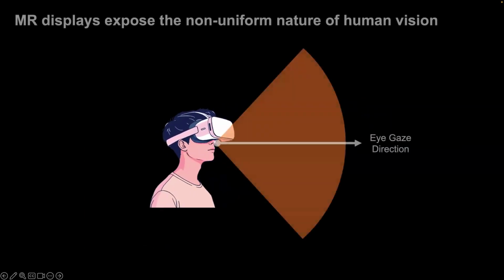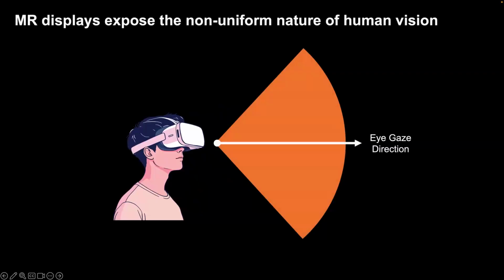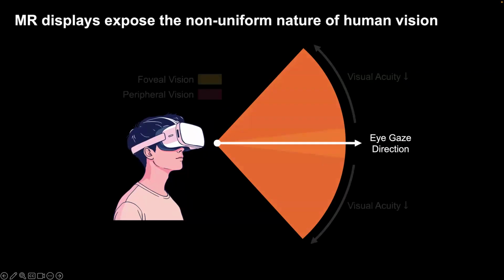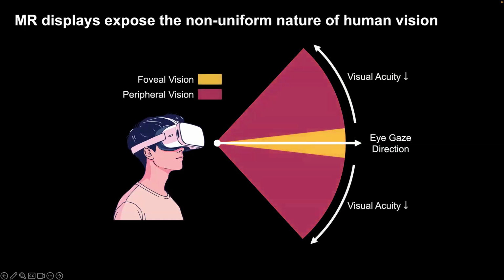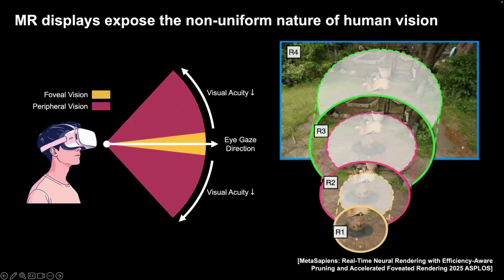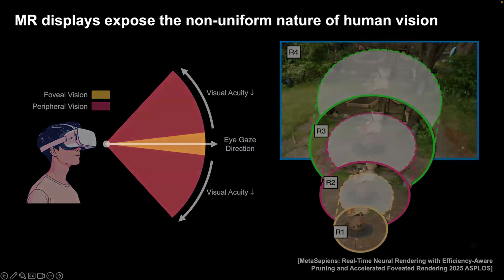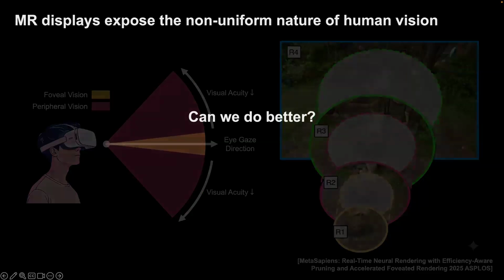Meanwhile, MR displays span a wide field of view and directly expose the non-uniform nature of human vision. Because peripheral vision has much lower acuity than foveal vision, this has motivated foveated 3D GS. However, foveation alone does not fully characterize human vision. The luminance, contrast, and spatial frequency of local scene content also strongly affect their visibility. So, how can we do better?